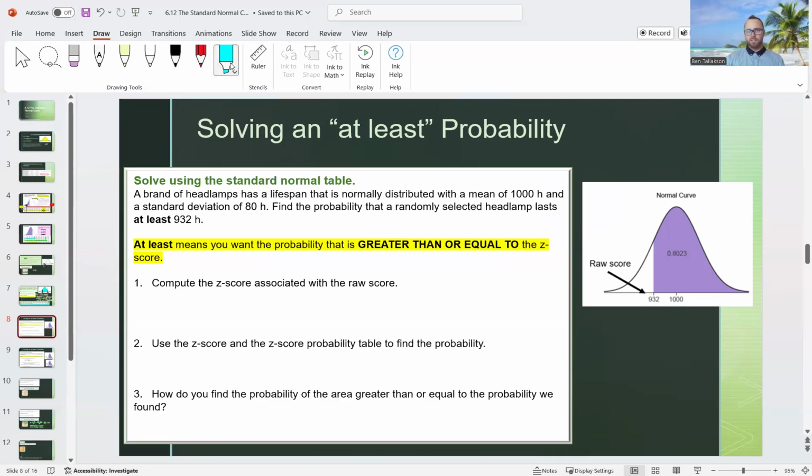A brand of headlamps has a lifespan that is normally distributed with a mean of 1000 hours and a standard deviation of 80 hours. Find the probability that a randomly selected headlamp lasts at least 932 hours. Like I said a moment ago, at least means you want the probability greater than or equal to that z-score. But did they give us a z-score? No. How do we find a z-score? Well, they give us a raw score, didn't they? What's that?